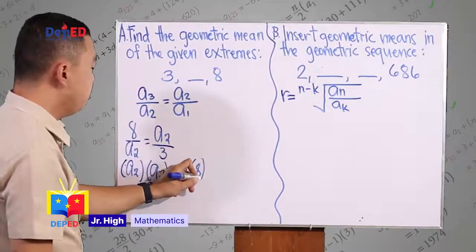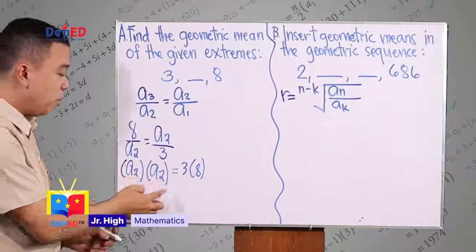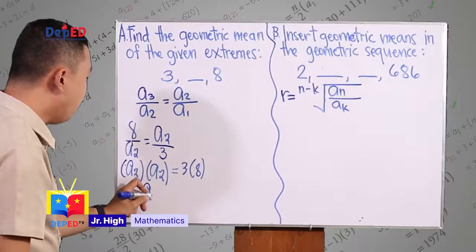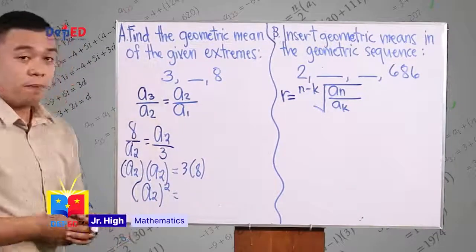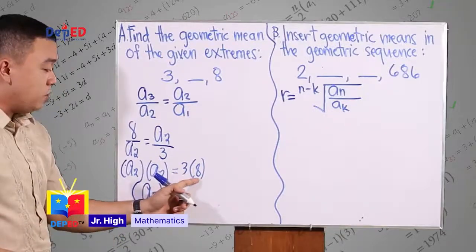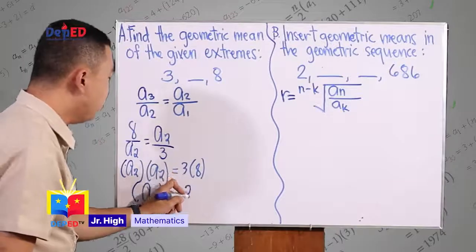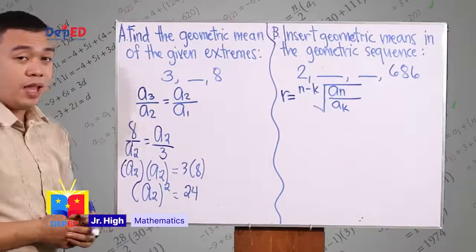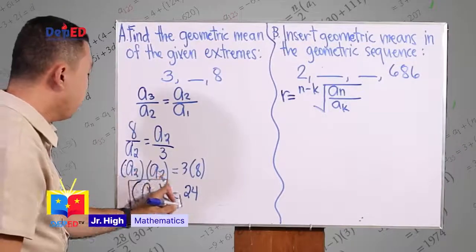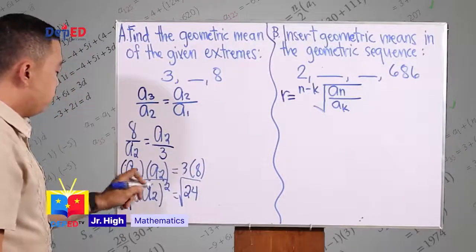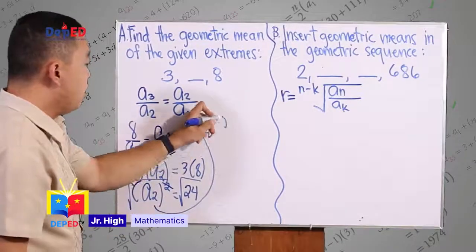All right. Multiplying a sub 2 times a sub 2 will give us a sub 2 squared. And 3 times 8 will give us 24. Next, let's get the square root of both sides. What's left here is a sub 2.